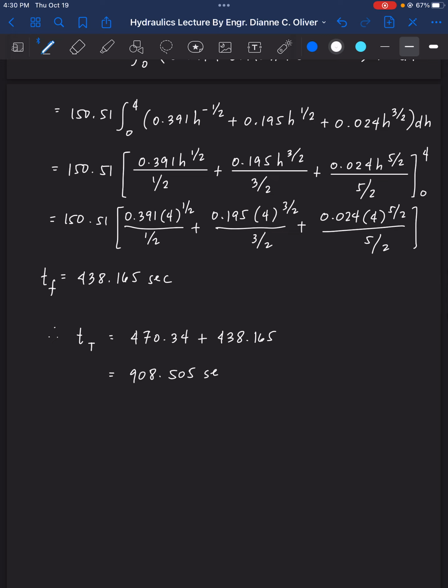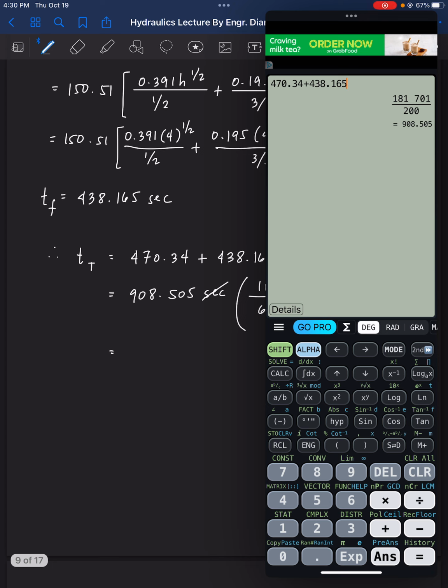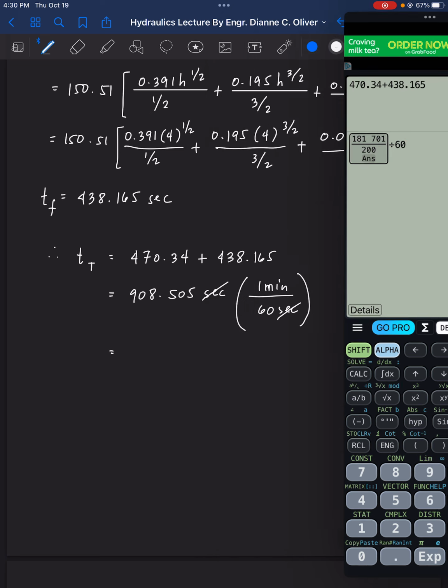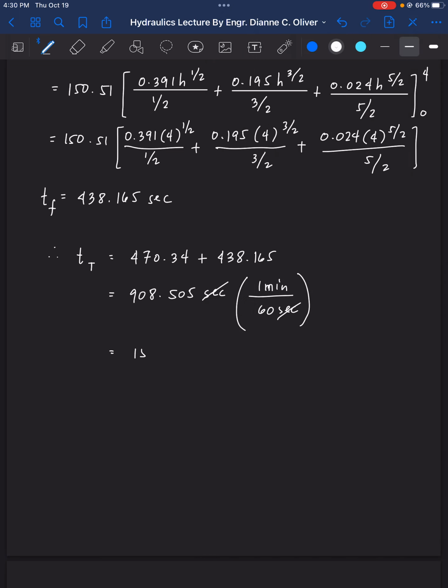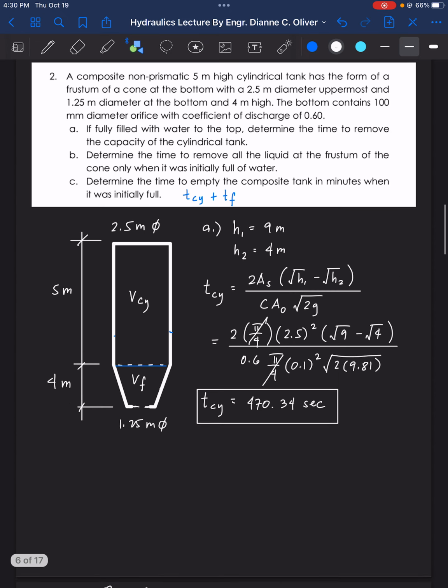So 908.505 seconds. But in the problem, it wants minutes. So how many minutes? In 1 minute, we have 60 seconds, so cancel seconds there. So the answer divided by 60 is 15.14 minutes. So this is the answer. So that's for number 2.